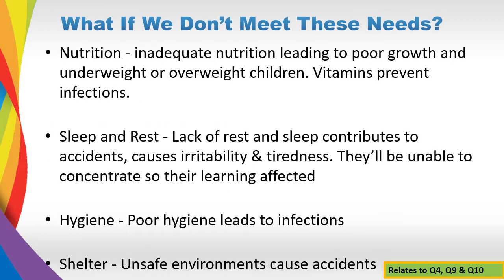So what happens if we don't meet these needs? So let's have a look. So at nutrition. If children are having inadequate nutrition, this can lead to them having poor growth. It could lead to them being underweight or overweight. By not eating enough food, they could be underweight, and by overeating, so eating too much unhealthy food, having an unhealthy diet, this can lead to a child being overweight.